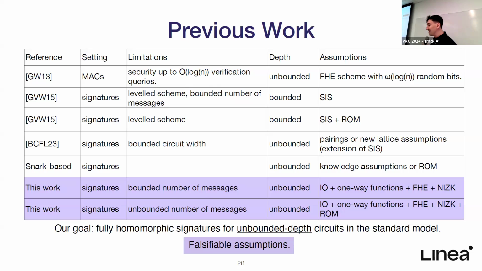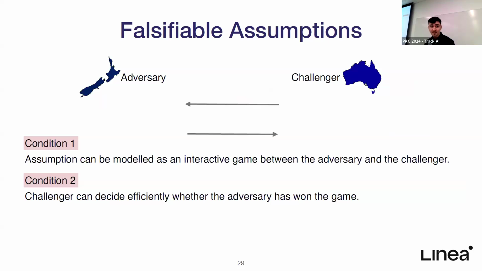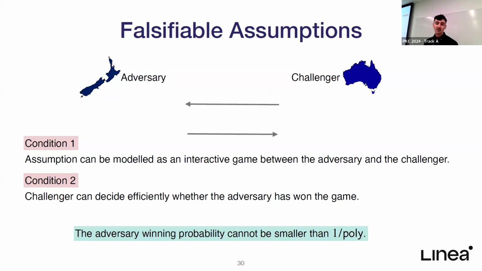Let's talk a bit about falsifiable assumptions and why it's an interesting topic. Falsifiable assumptions are assumptions that satisfy two conditions. Condition one is that the assumption should be modelable as an interactive game between the adversary and the challenger. Condition two says the challenger should be able to decide efficiently whether the adversary has won the game or not. And this is very relevant. Just as a note, this means that the adversary's winning probability cannot be too small, asymptotically smaller than 1/poly, because then the challenger will not be able to decide efficiently if the adversary has broken the assumption.